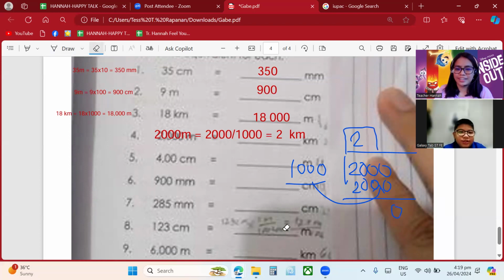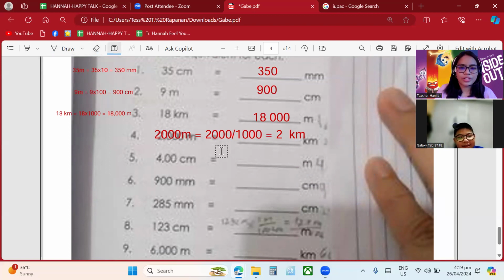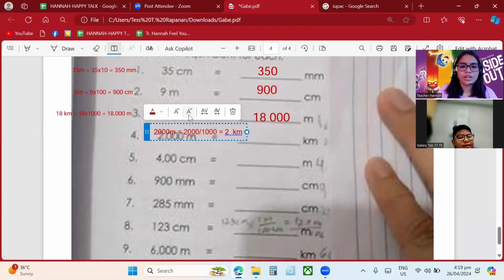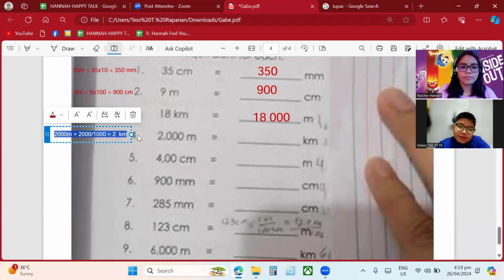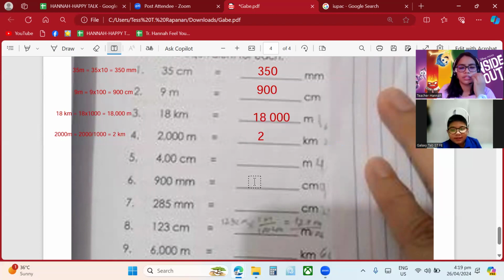Okay, teacher. You have to know division. Do you know division? Little bit. Oh, we have to practice division too. Okay, so I will make this smaller. So what's your answer for number 4? What's your answer? 2 kilometers.